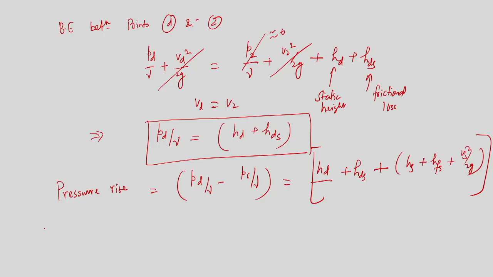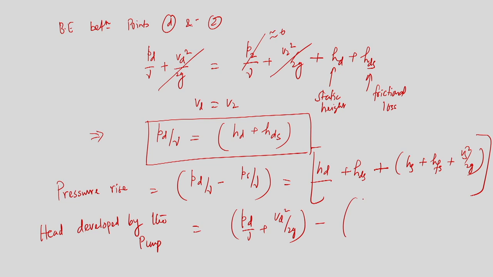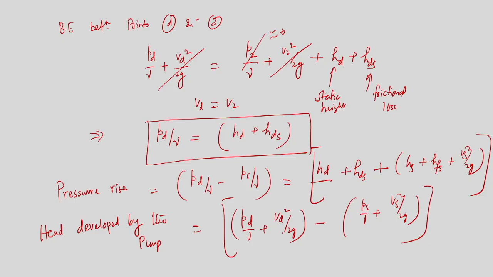Now, what will be the head developed by the pump? What is the total head? Static plus dynamic: at the delivery side, PD by gamma plus VD square by 2G, minus PS by gamma plus VSS square by 2G at the suction side. This is the head that will be developed by the pump, because we need to have certain velocities at the suction and delivery side. So, while calculating the head developed by the pump, we need to take the total head, that is static head plus the dynamic head. PD by gamma plus VD square by 2G is the head at the delivery side, and PS by gamma plus VS square by 2G is the total head at the suction side. So, the difference between the two heads is the total head developed by the pump.